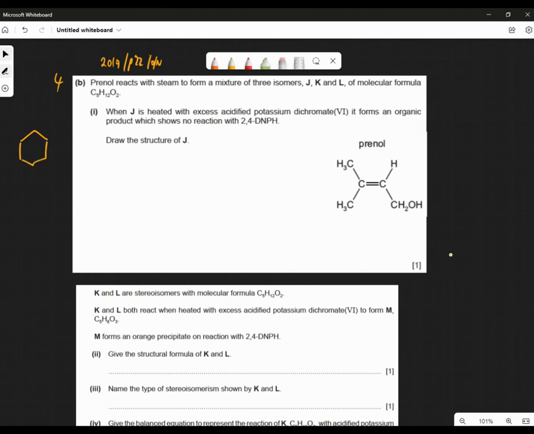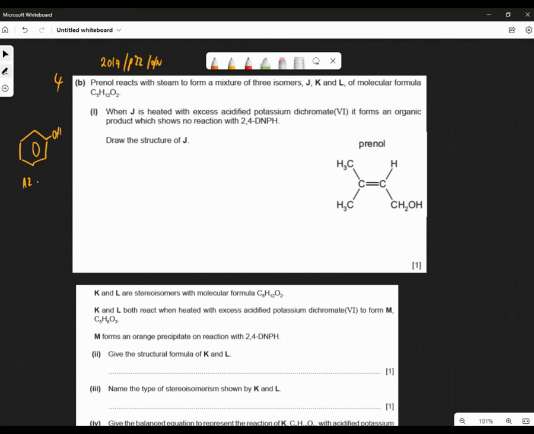This is phenol, which isn't on our syllabus. This is A2 stuff. But this is prenol, so it's not the same stuff at all. Prenol reacts with steam to form a mixture of three isomers, that, and that, of molecular formula that. When J is heated with an excess of acidified potassium dichromate, it forms an organic product which shows no reaction with 2,4-DNPH. Draw the structure of J.